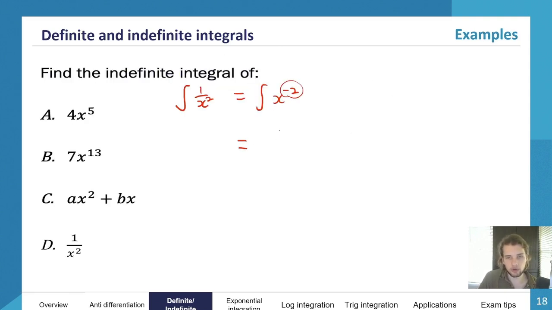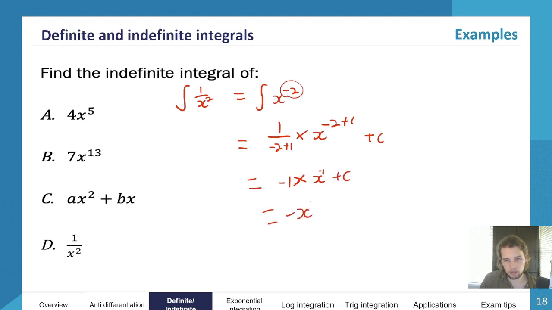So this is equal to 1 over minus 2 plus 1 multiplied by x to the power of minus 2 plus 1 plus c, which is equal to minus 1 times x to the power of minus 1 plus c. So that is minus x to the power of minus 1 plus c. And hopefully that is all correct. I could have made a mistake, as you do, but I think generally that's the idea that we're going with here.